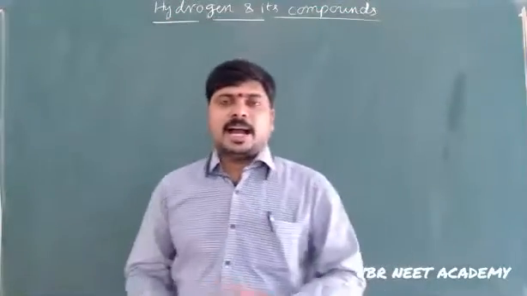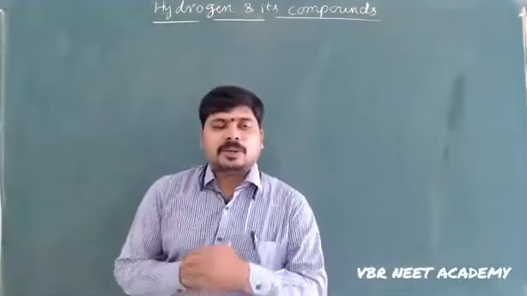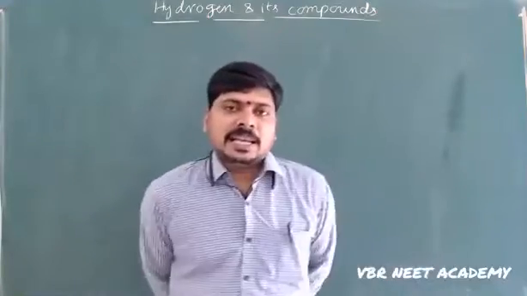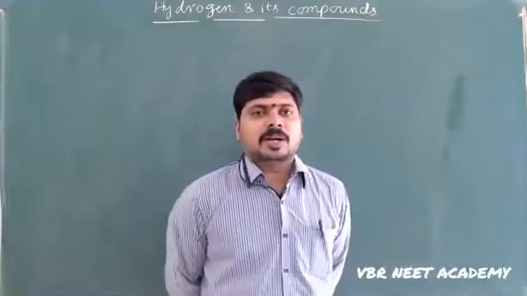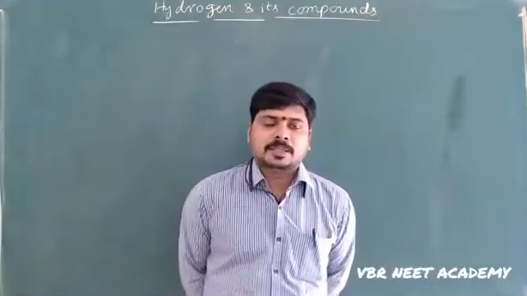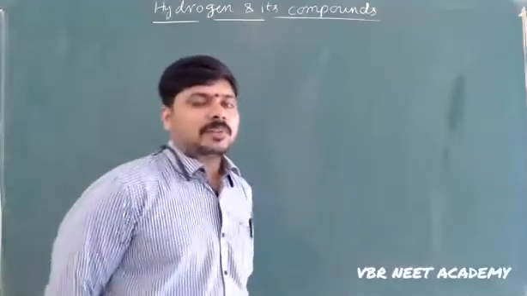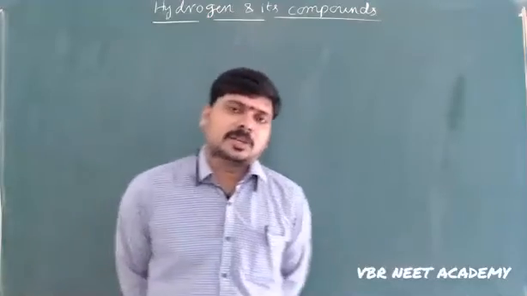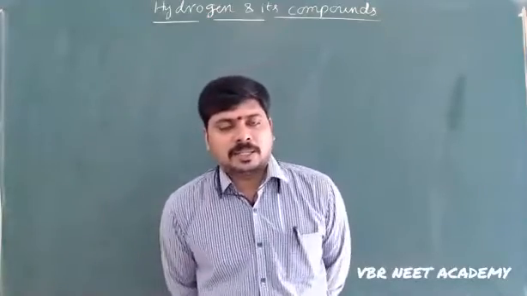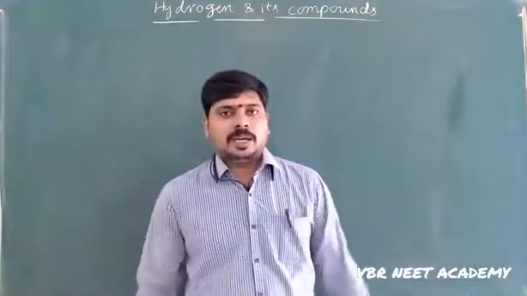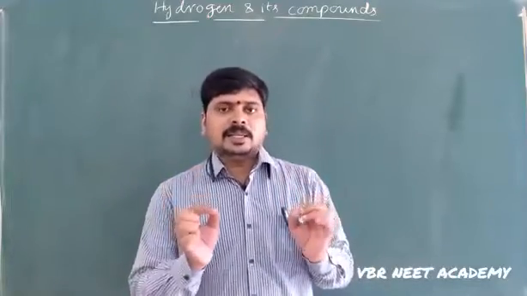So what is hydrogen? I think everyone knows about hydrogen. It is the lightest element we are going to have in the periodic table. That is the one point we can say. So what is the electronic configuration of hydrogen? It is going to be 1s1. The simplest element we have in the periodic table is hydrogen.